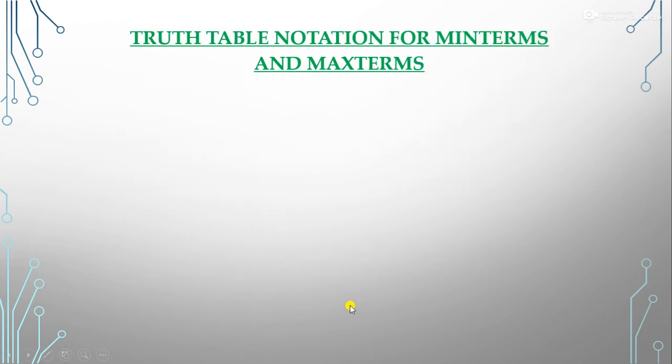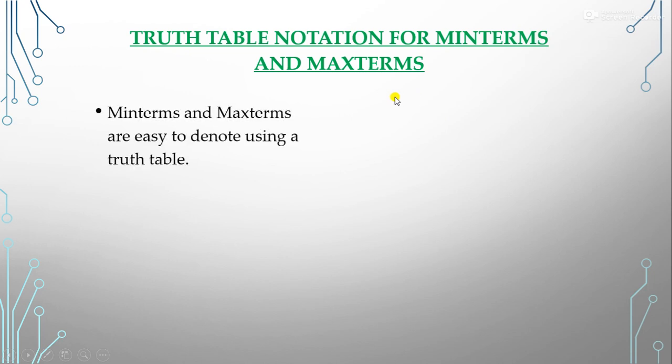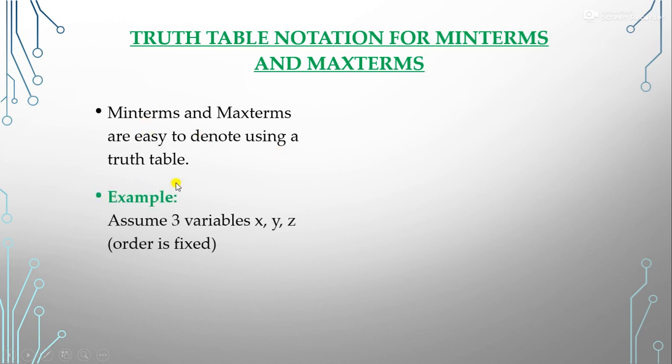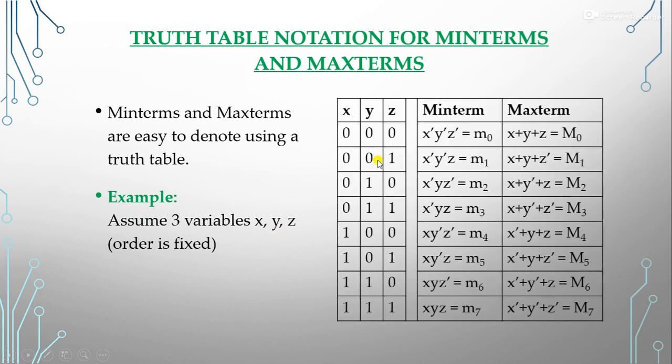Now, truth table notation for min terms and max terms. To denote the min term and max term, the easy way is the truth table. So in the truth table here we take the three variables x, y, z. So our truth table is like that.